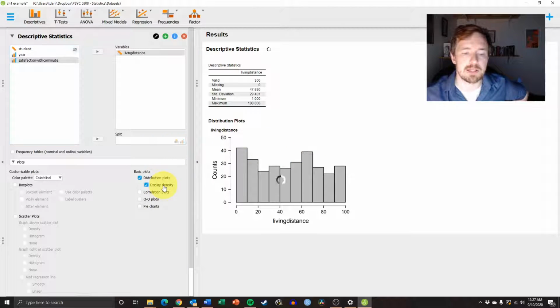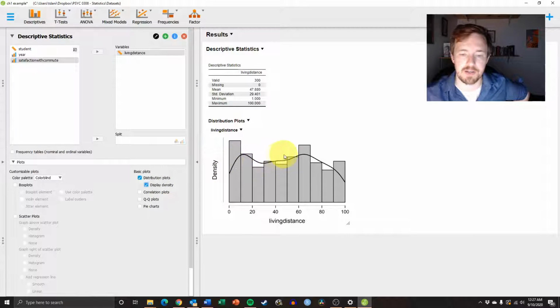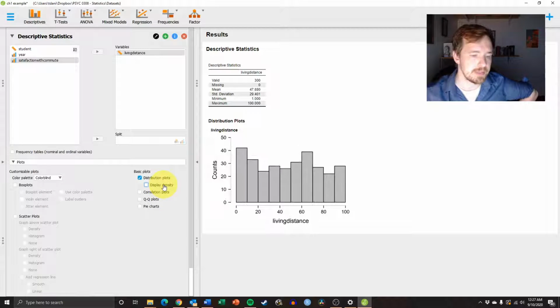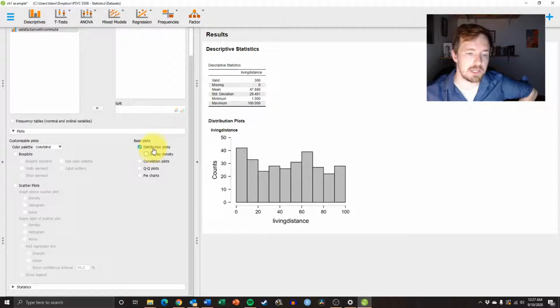If we want to, we can click Display Density, and that gives us a nice frequency polygon over it. This one kind of smooths over the edges, so it's not as jagged as the frequency polygons that we saw in the chapter and in the textbook, but you get the idea. And that's pretty much it. So that shows you kind of what you might be interested in.